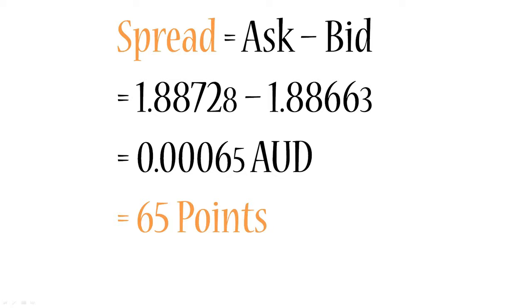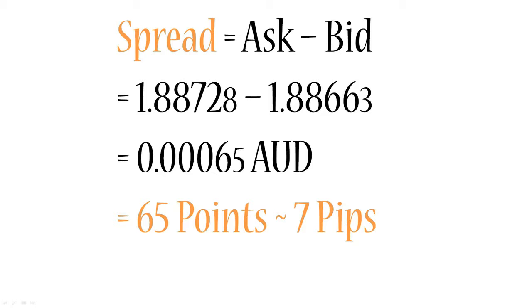So let's remember that even in the 5-digit quotation system, a point is the minimum change that the currency pair can experience. In this case, the minimum change is 0.00001, and if you multiply that by 65, then you will get your spread. So the spread is 65 points. On the other hand, the spread is approximately 7 pips. You can say 6.5 pips, you can say 7 pips, doesn't really matter. It's approximately 7 pips because a pip is still 0.0001, just as it was in the 4-digit system.